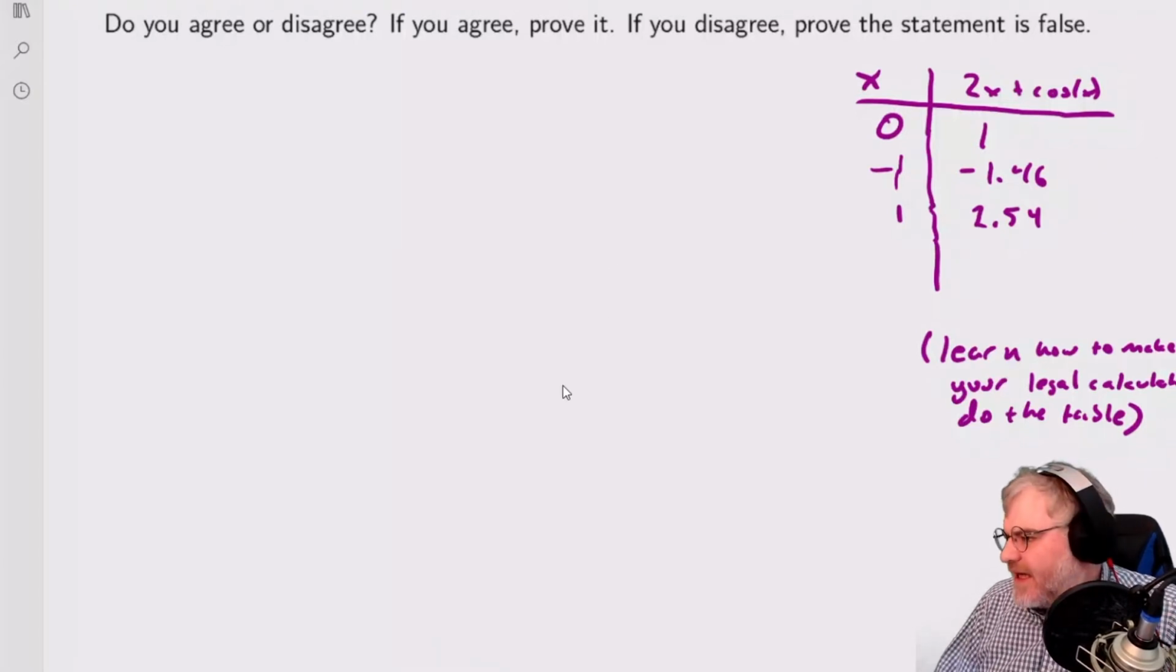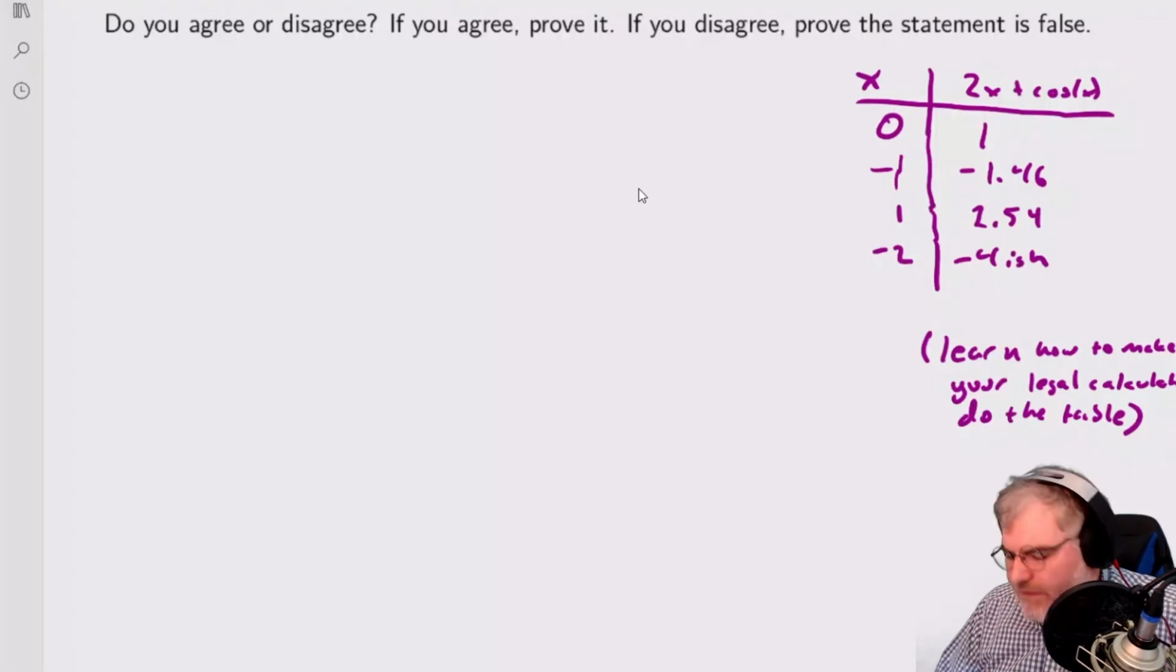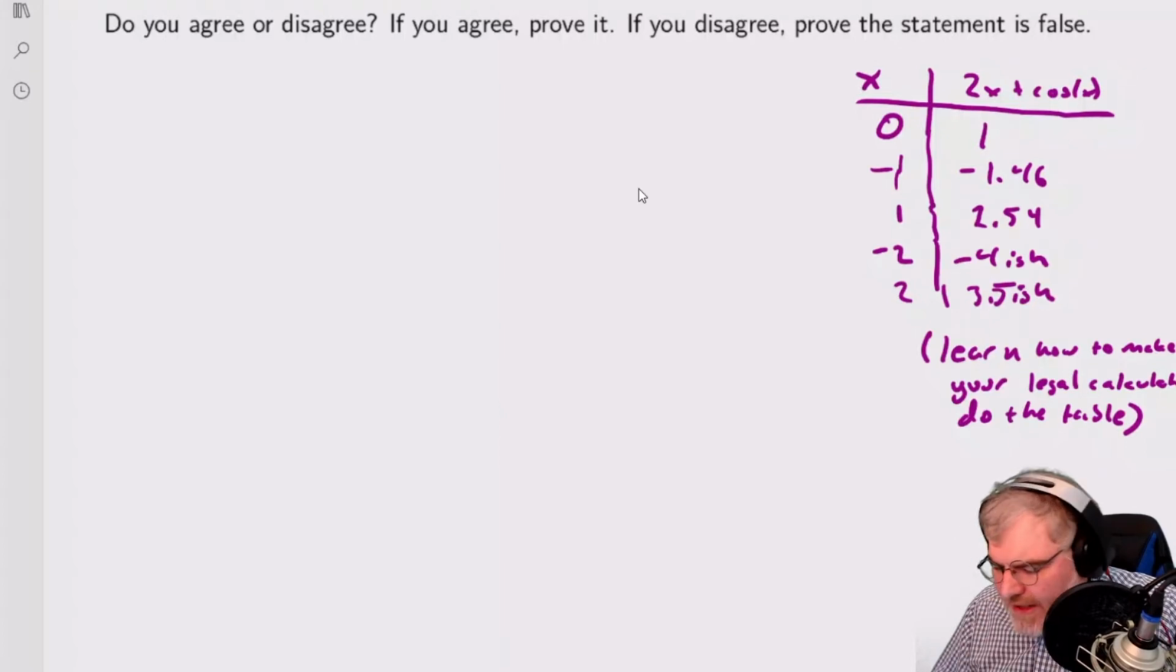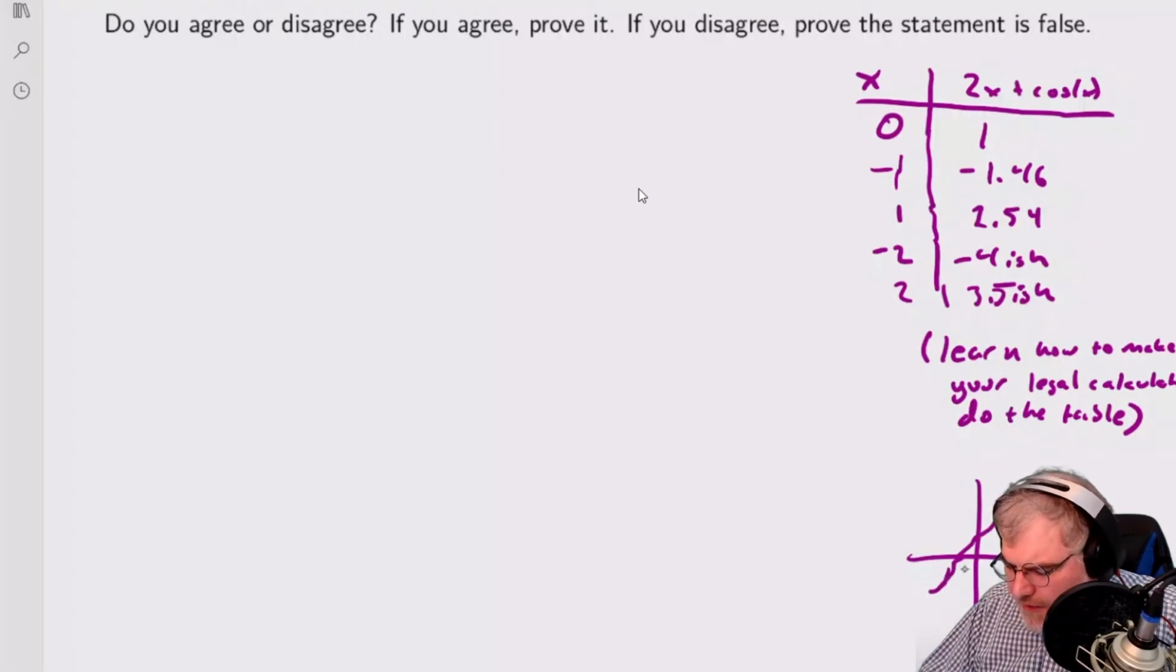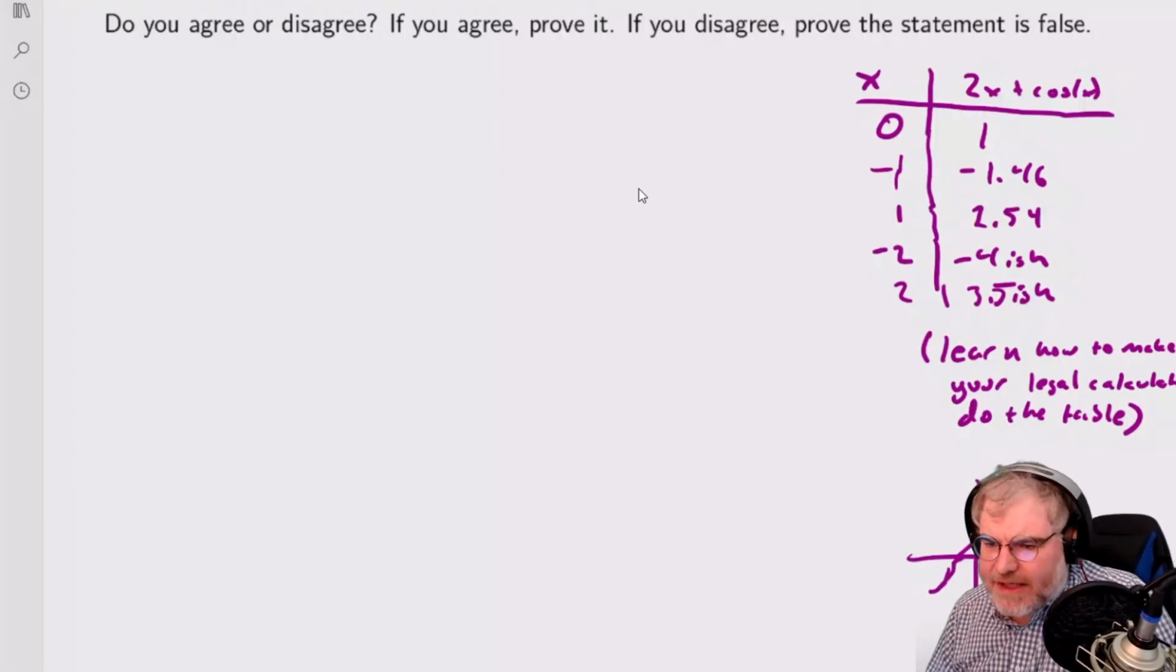But the point is that I look at this function and I say, wait a minute, right? If I go to -2, I'm going to wind up at negative 4-ish. And if I do +2, I'm going to wind up at like 3.5-ish. So what I do is I make myself a little table of values, and I look at this, and the point here is that this 2x kind of dominates the statement.